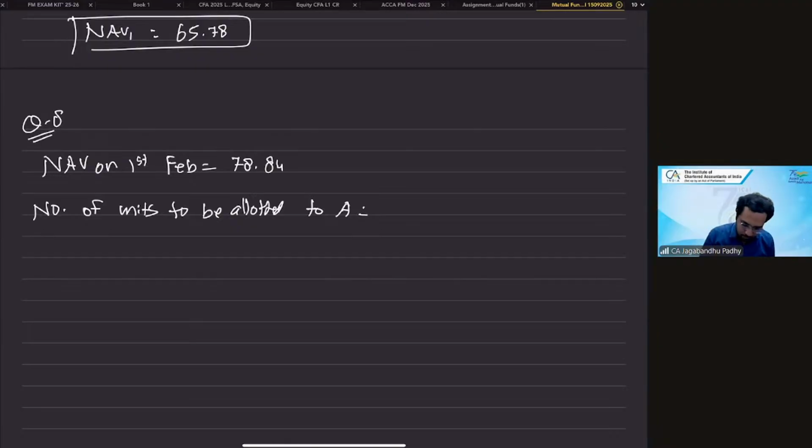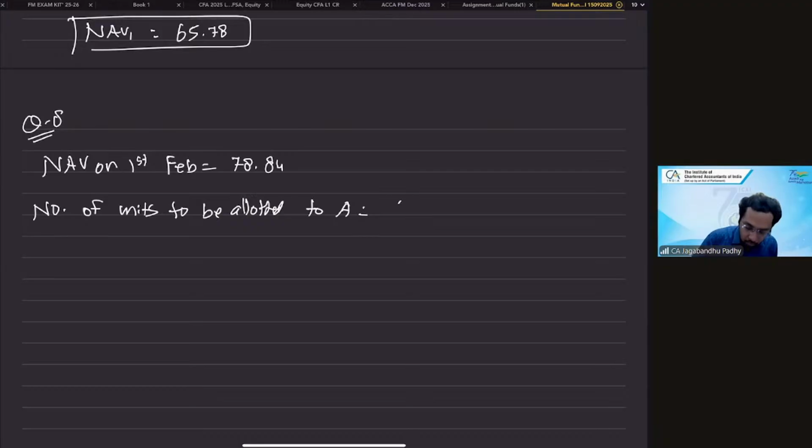38,051.75. If the investment is 30 lakhs, so 30 lakhs divided by 78.84, it's coming 38,051.75 units.